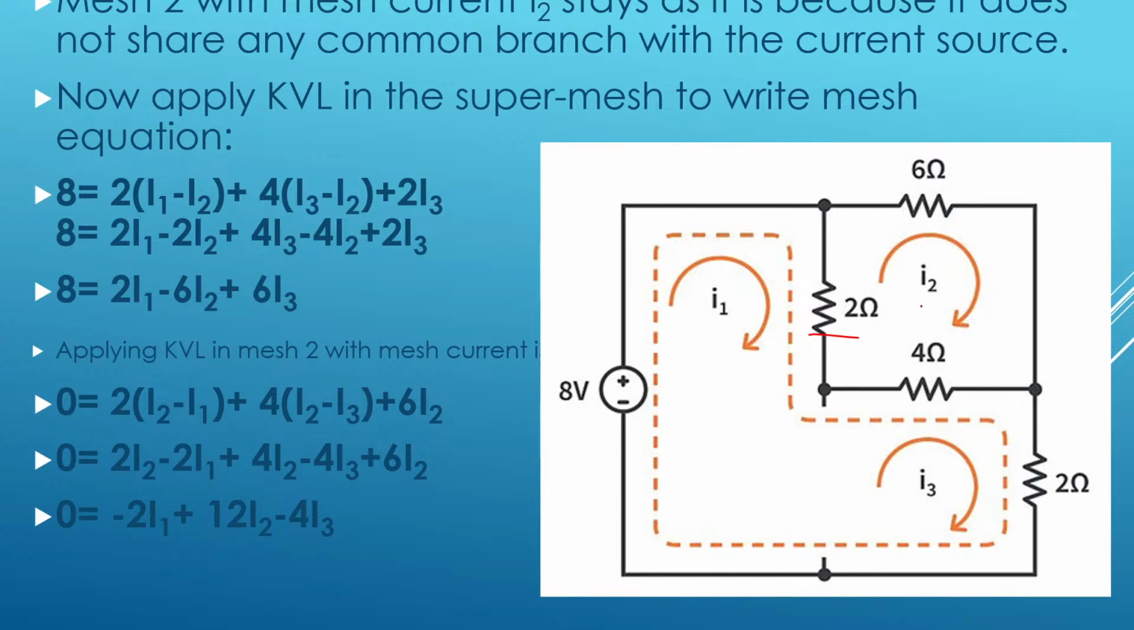Voltage across 2 ohms is, we are in mesh 2. We have applied KVL in mesh 2. So I2 and I1, earlier I have told you I2 is going like this, I1 is downward, I2 is upward. So 2 into I2 minus I1. Next, one more element is there in mesh 2, 4 ohms. I2 is going like this, I3 is going like this, both are opposite. So 4 into I2 minus I3, plus one more element is there in this mesh, 6 ohms. So 6 into I2. Okay. Just simplify, you'll get 0 is equal to minus 2I1 plus 12I2 minus 4I3.